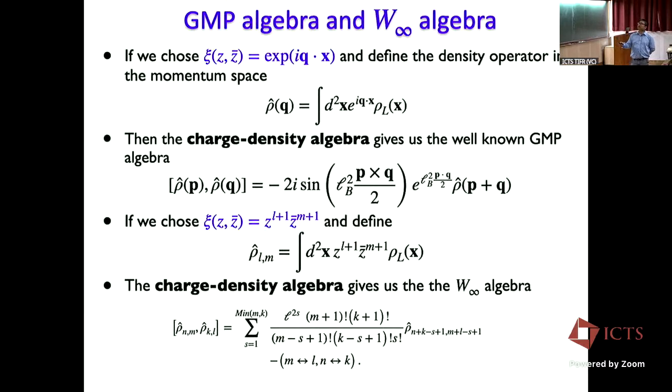Now, if you choose C with this explicit form, this exponential e^{iqx}, then the Chern density algebra gives you nothing but the GMP algebra, which is the commutation relation of the density operator in the lowest Landau level. And if you choose C with this other explicit form, then the Chern density algebra from this equation gives you nothing but the W infinity algebra. So the W infinity algebra and the GMP algebra are the same. Yeah, this is a different representation.